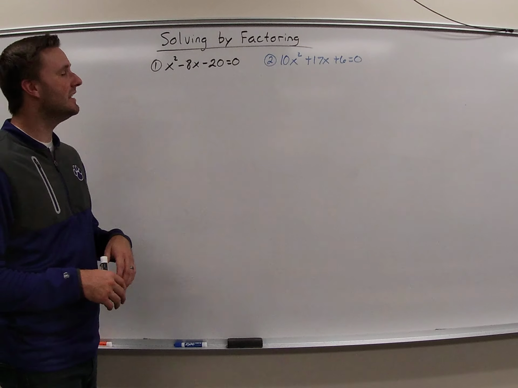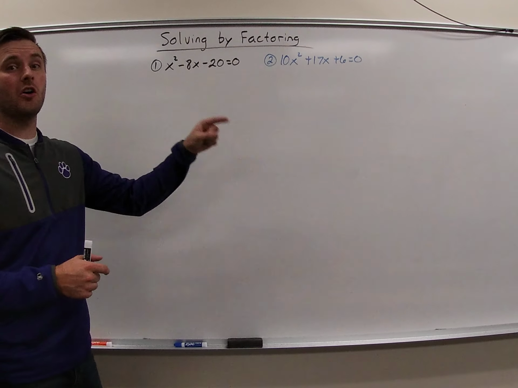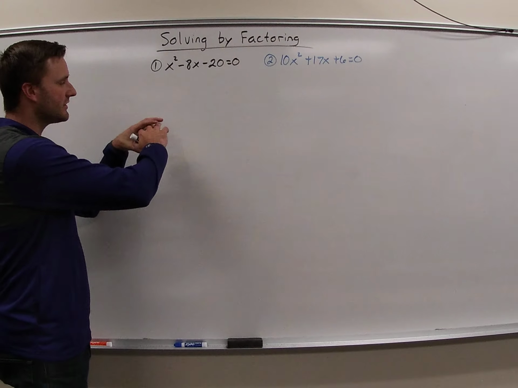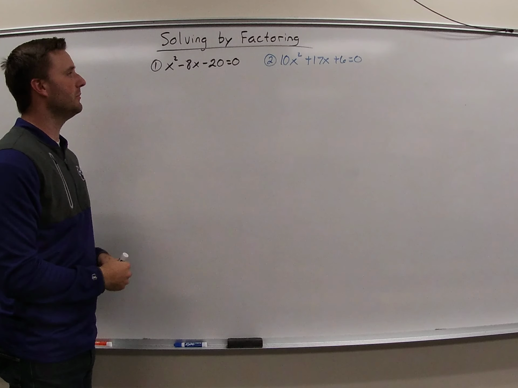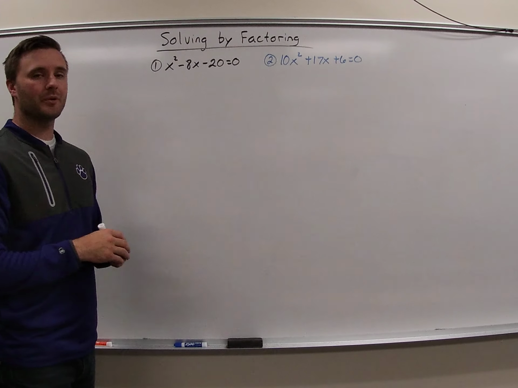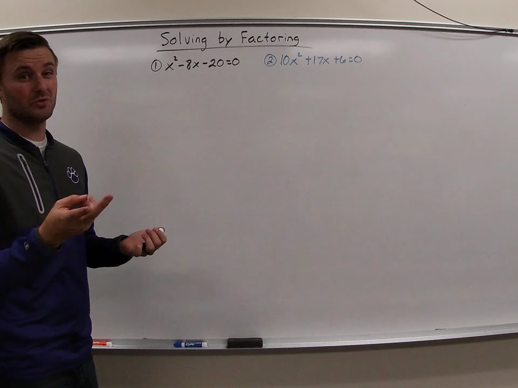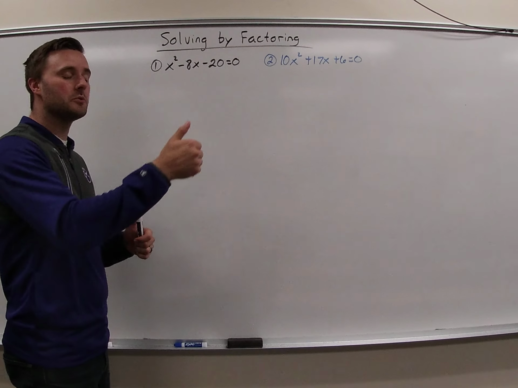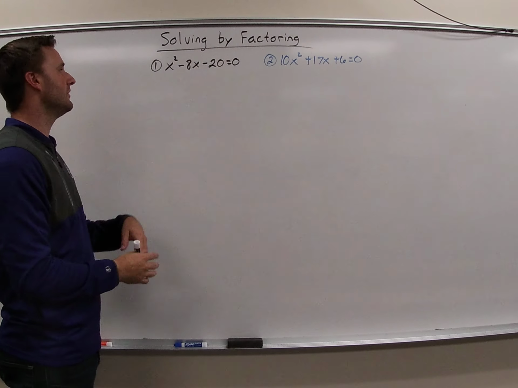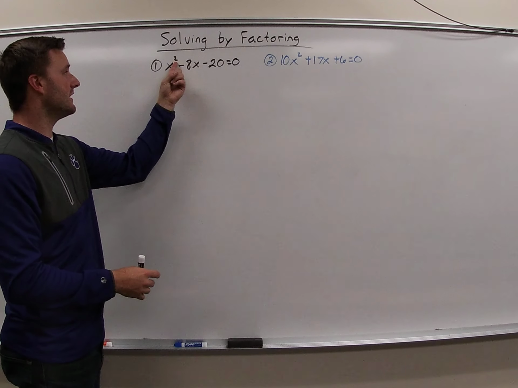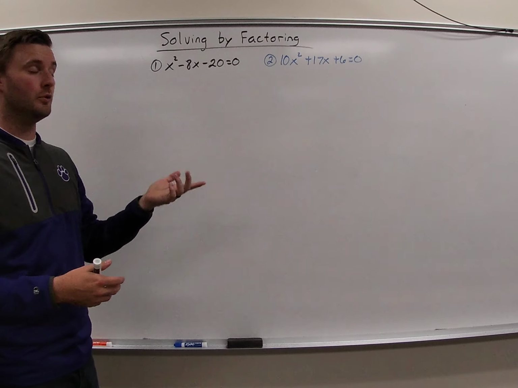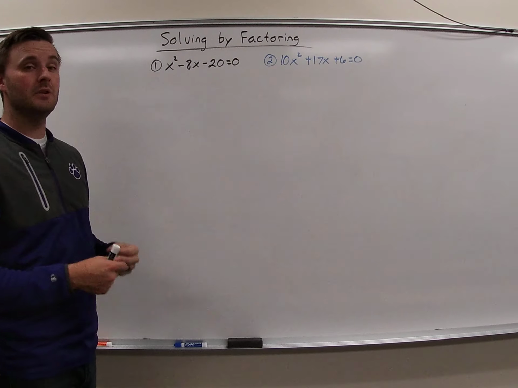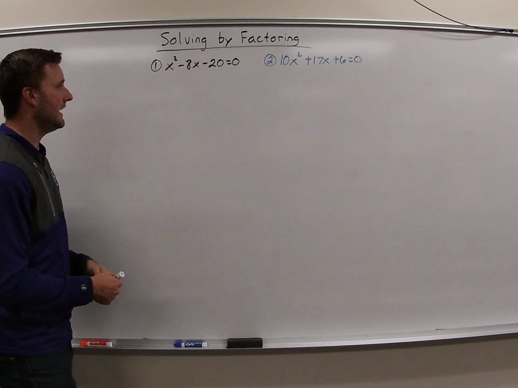All right, today we're going to continue with factoring, but now we're going to solve by factoring. So we're still going to factor, do the same thing that we've done before, but now we're going to actually find a solution. We're going to find two solutions. In fact, we're going to say x equals something and then x equals something else. How we know we have two solutions is because our highest exponent is a 2. So the highest exponent tells you how many solutions you're going to have.